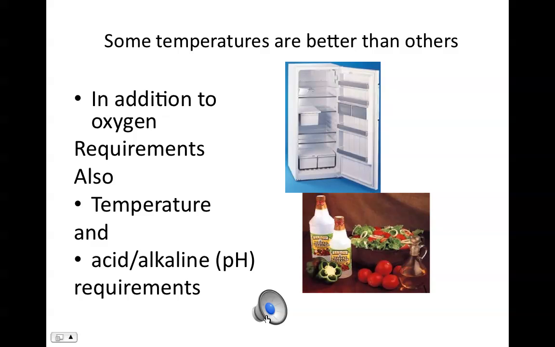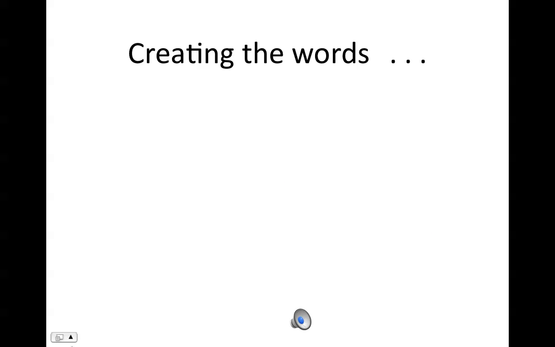In addition to terms describing oxygen requirements, we have other terms that describe temperature requirements and pH, or acidity and alkalinity. When describing terms referring to temperature requirements, we're going to use the same suffix, phile, meaning loving, and then add different prefixes to that root word or that suffix to tell us what kind of temperature.